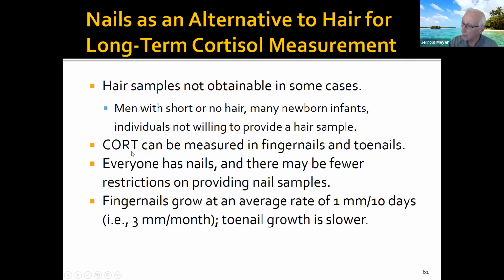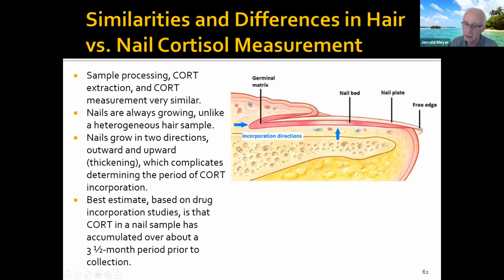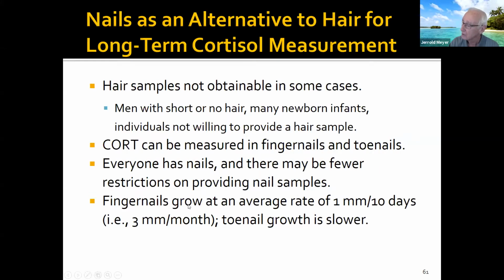So the point is that cortisol can be measured in fingernails and toenails. We use very similar, not quite identical, but very similar processes in processing nail samples compared to hair samples. Oh, I meant to show here, we like to use fingernails for a couple different reasons, but if someone is contemplating using toenails, it's important to realize that there's a different growth rate. So you can't compare them. So if some of your subjects give you fingernails and others give you toenails, you've got a problem. That'll be one or the other.